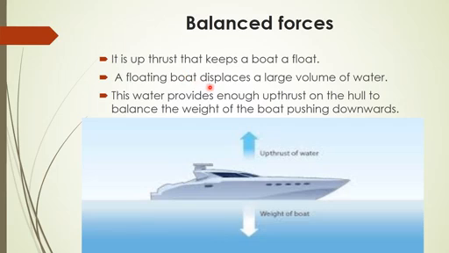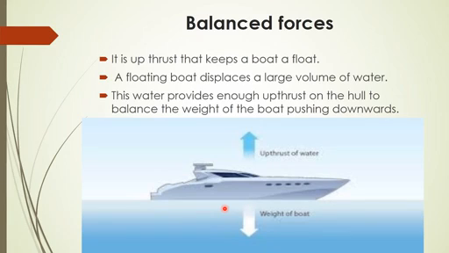A floating boat displaces a large volume of water. This water provides enough upthrust on the hull to balance the weight of the boat pushing downwards. So basically, upthrust is the force provided by the water on the ship when the ship is floating in the water, in the sea water.